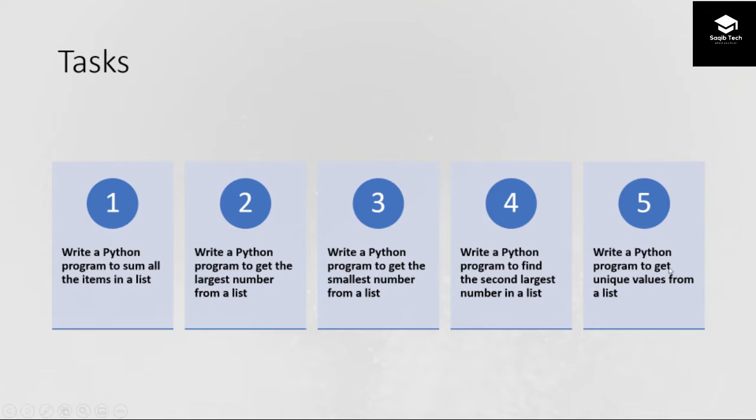The second program is to write a Python program to get unique values from a list. This is a little trickier program that we are going to solve in today's lecture. So we need to find unique values. What do you mean by unique values? Let's go to the Jupyter notebook and we will do it by practicing.